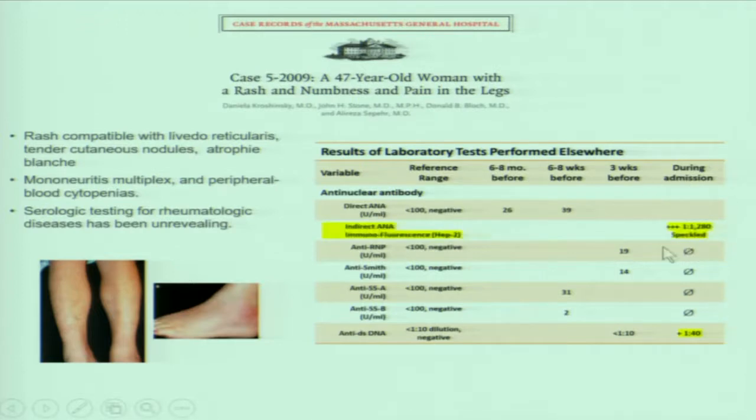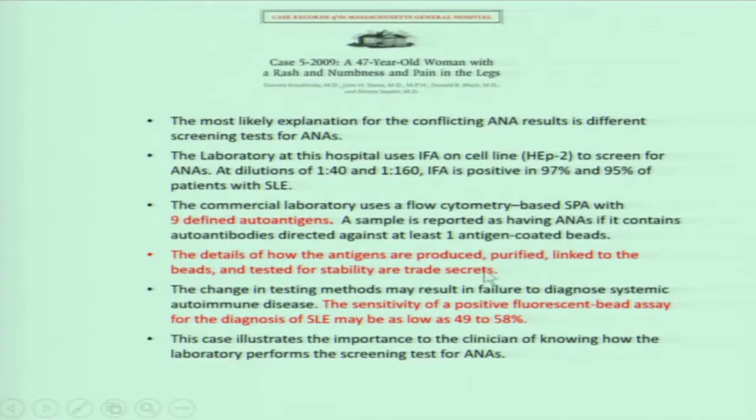During the admission, the ANA was repeated by immunofluorescence. It came back at a very high titer. So the comments from the case records, which I think summarize the issue that we have, is that the most likely explanation for the conflicting results was the different screening tests for ANA. So you see a big discrepancy there.